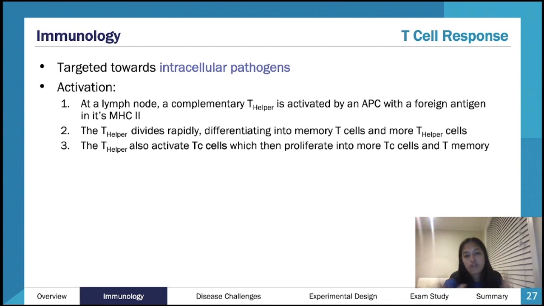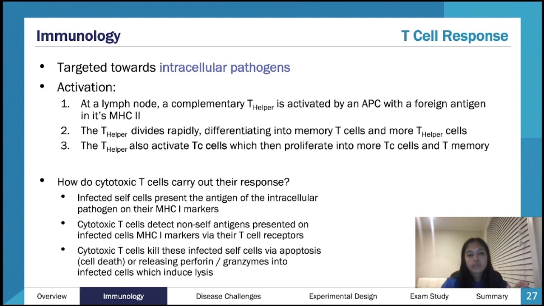Memory T cells are exactly the same. I will say VCAR always talks about memory B cells. They never really talk about memory T cells, but they have the same job. And then your cytotoxic T cells will obviously proliferate as well.